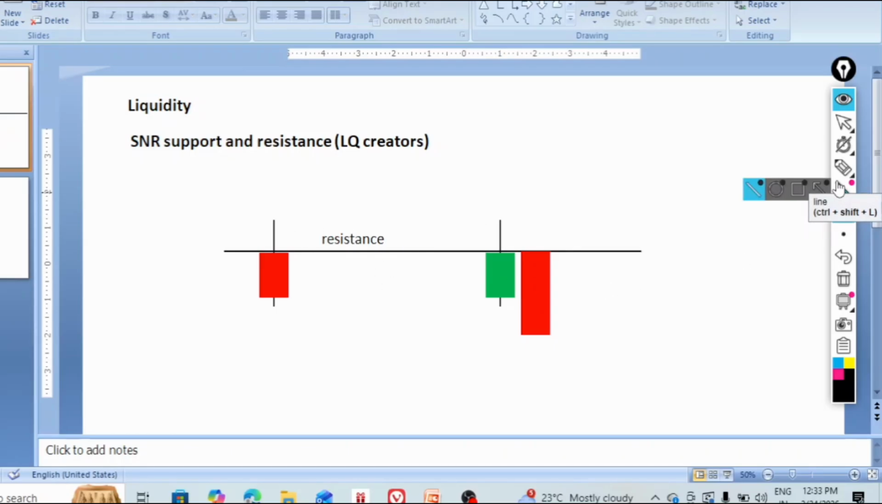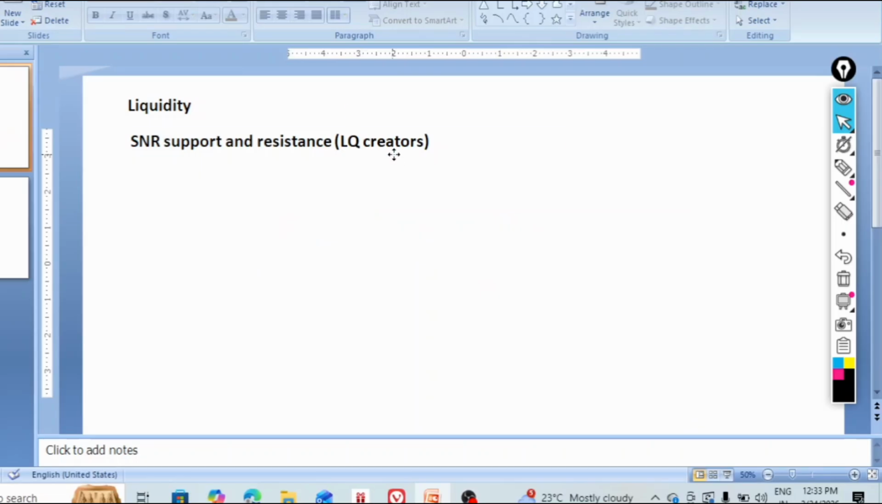This same concept also applies to the support area as well. Let me erase this, and then I will give you another example of the liquidity level.